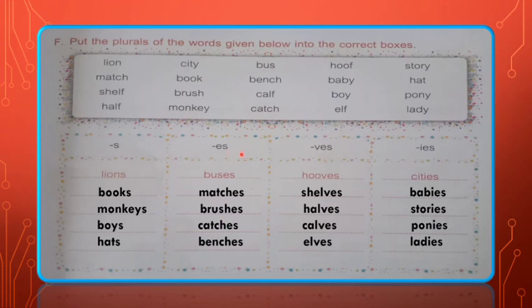Now let's see the plural nouns adding ES. They are buses, matches, brushes, catches, benches. Now children, let us see the plural nouns adding VES. They are hooves, shelves, halves, calves, elves. Now children, at last, let's look at the plural nouns adding IES. They are babies, cities, stories, ponies, and last, ladies.